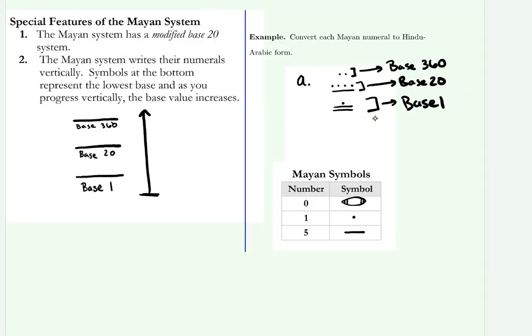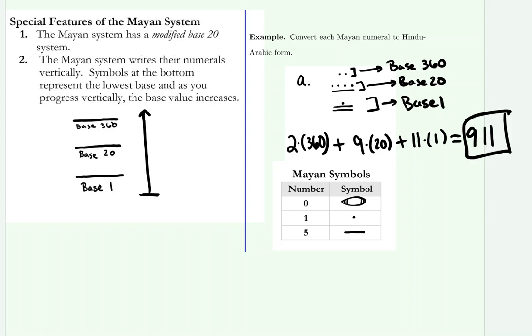So for the first base, we have 5, 10, 11. So that would be 11 times 1, plus our next base would give us 5, 6, 7, 8, 9. 9 times base 20, plus our final base is 2. Based on its third position, the highest, we would see that it's times 360. Adding these carefully in our calculator, we would get 911 as our answer here.